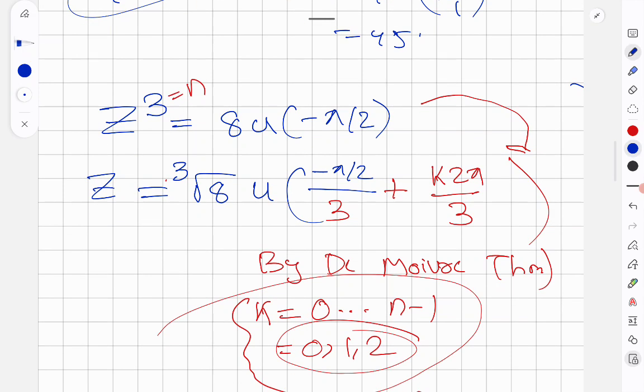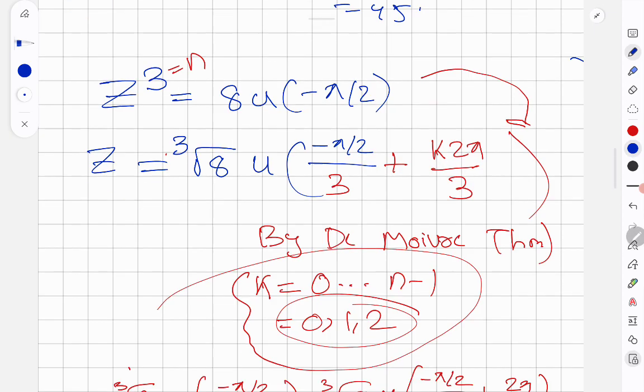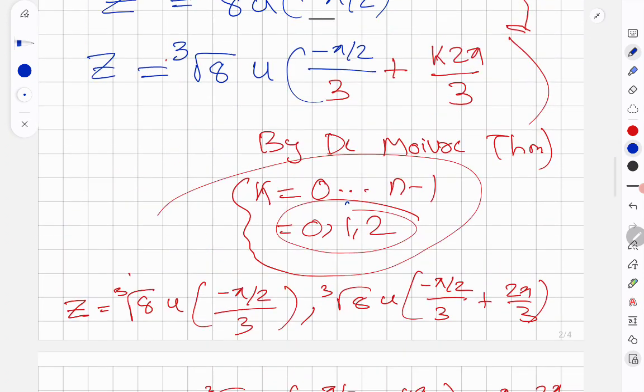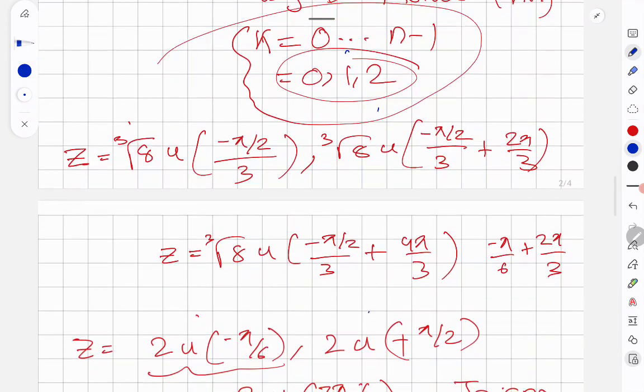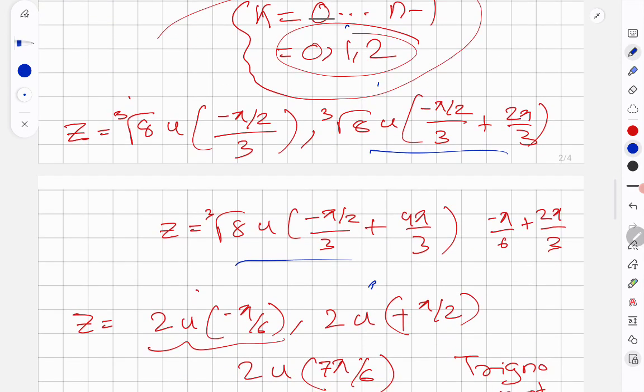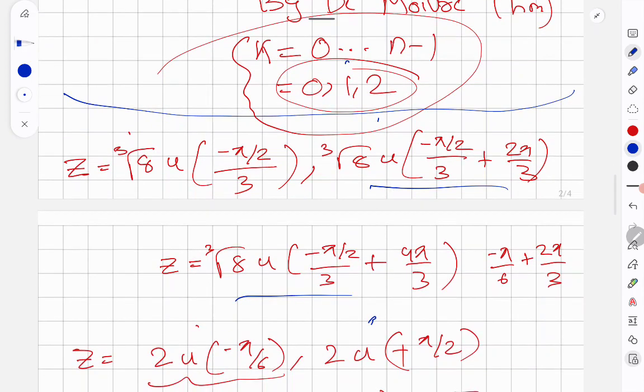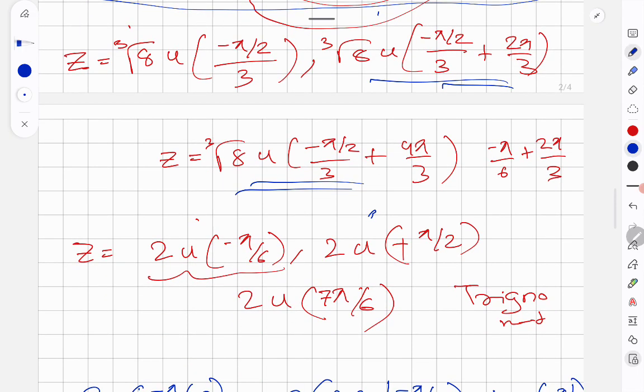You change the value of k. Take k equal to 0, you get this one. Take k equal to 1, you get the second one. k equal to 2, you get the third one. This is a solution in the trigonometric form. You just applied De Moivre's theorem, and then you got the solution in trigonometric form. Then you convert it back to algebraic form.